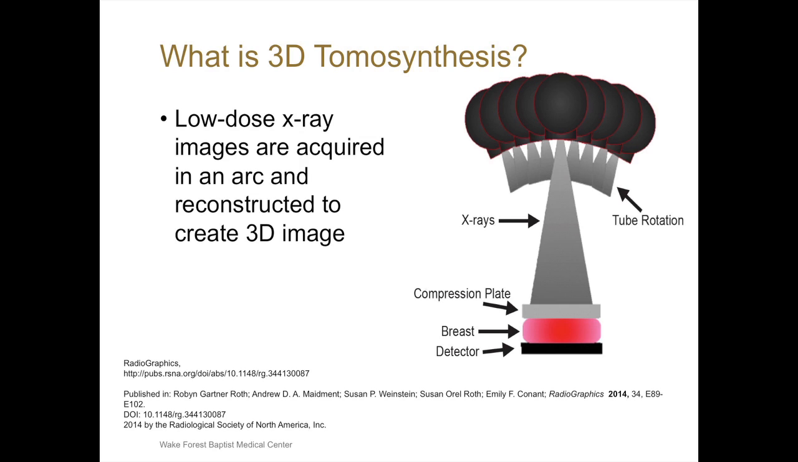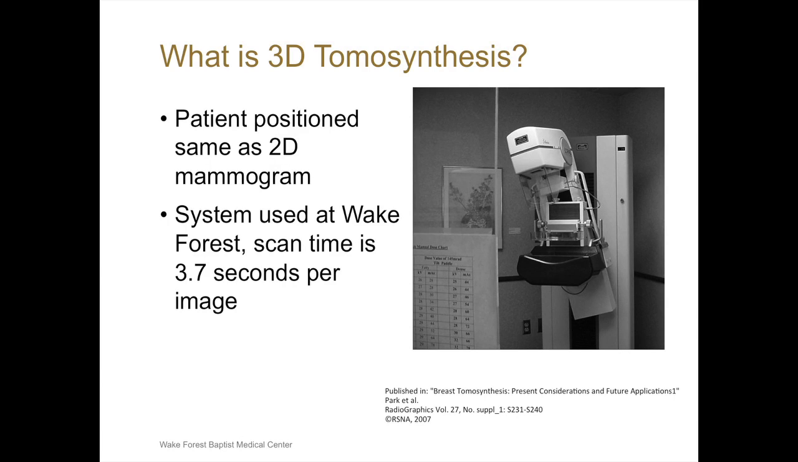So this is a picture of one of the actual machines that will perform 3D tomosynthesis. And again, here's your detector, the compression plate, and your tube rotating. So for the patient, the experience is very similar to a 2D mammogram. They're positioned exactly the same way, and they stay in that position for the 3D tomosynthesis image. In fact, sometimes patients aren't even aware that they obviously are signing up for the 3D tomosynthesis, but aren't aware when it's happening. The system we use at Wake Forest, for each image, it takes 3.7 seconds longer, so not a whole lot of time.